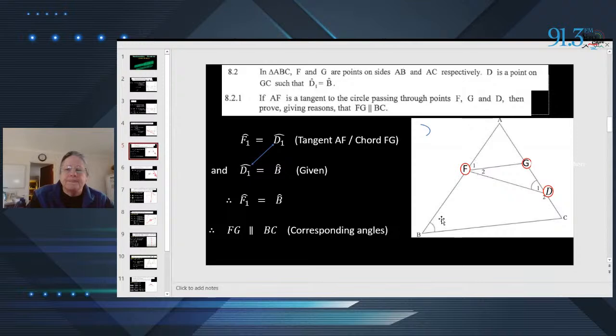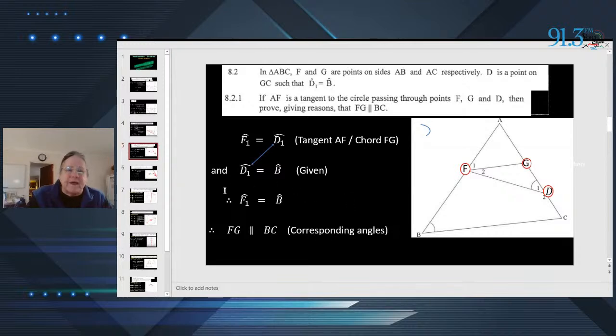Okay, they're equal and they happen to be corresponding angles. So because they are equal, we can now say that FG must be parallel to BC because they make up corresponding angles. So this is like a reverse theorem, and the way you would go about it or think about it is that when they ask you to prove FG parallel to BC, you make a plan. And the plan is that we see corresponding angles.